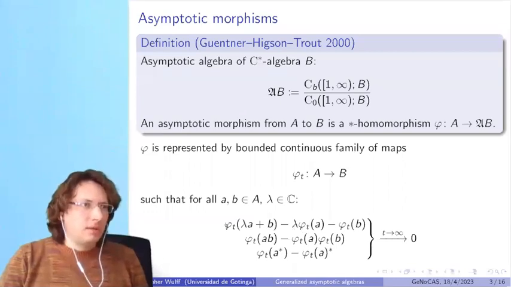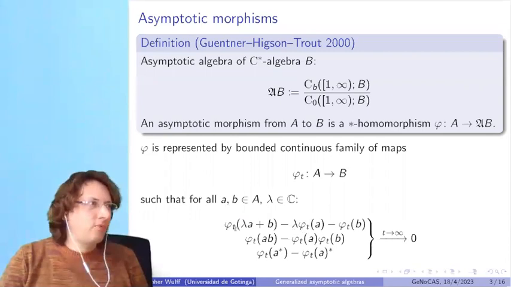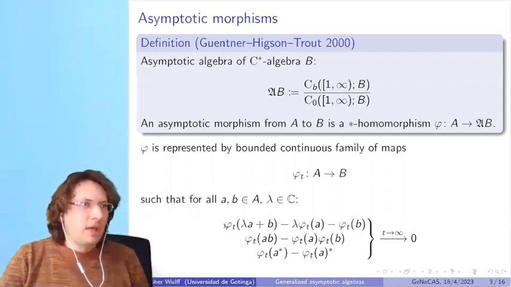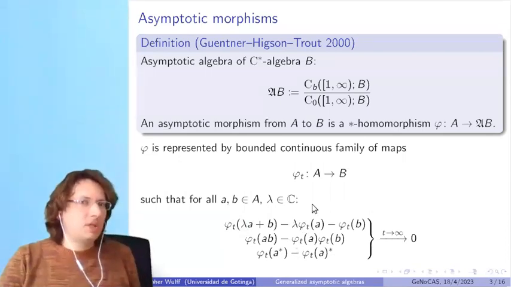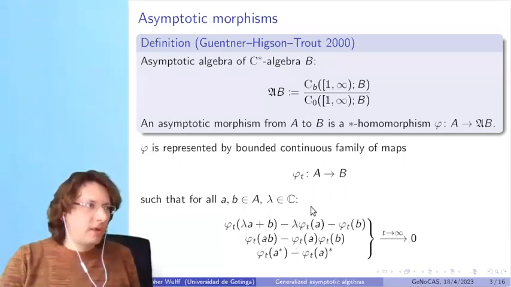And this can be expressed as follows. If phi_t itself would be a star homomorphism, then it would mean that these three terms would have to be 0. So here, linearity, multiplicativity, and the star property. But now for these asymptotic morphisms, we only require them to converge to 0 in the limit t goes to infinity.